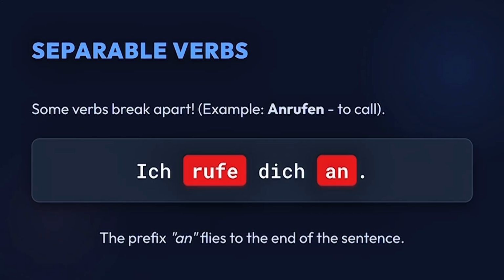Separable verbs. Some verbs break apart, so be ready to separate them in the sentence. For example, anrufen, to call. Ich rufe dich an. The prefix an fills the end of the sentence. So we have to separate this one verb, to call somebody. In a conjugated form, it would be like ich rufe dich an. So an, which stays at the beginning of the verb anrufen, we have to separate and put at the very end of the sentence. And rufen, we put after the subject, ich. This sentence is translated as I call you. Ich rufe dich an.